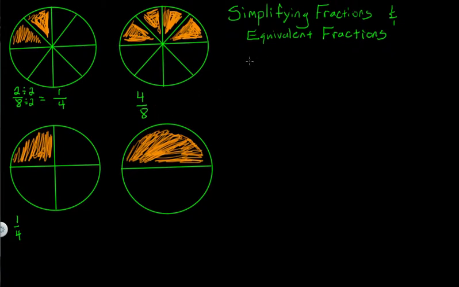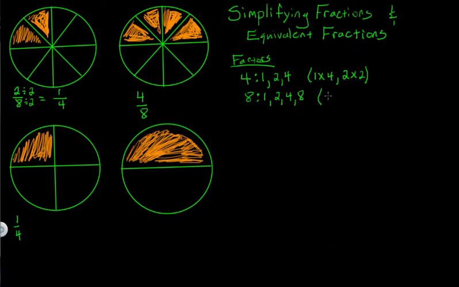So here, the factors of 4 are 1, 2, and 4. Again, factors here, these are the numbers that we can multiply together to get 4. So 1 times 4 or 2 times 2. And then the factors of 8 are 1, 2, 4, and 8. So again, what we can multiply to get 8, we can do 1 times 8, or we can do 2 times 4. All right? The greatest of these common factors is 4.